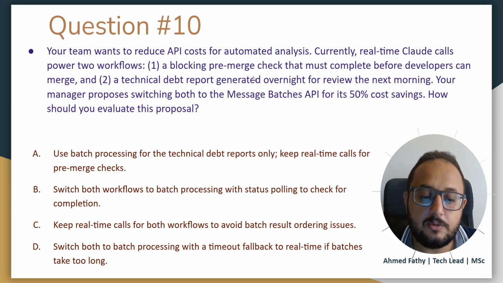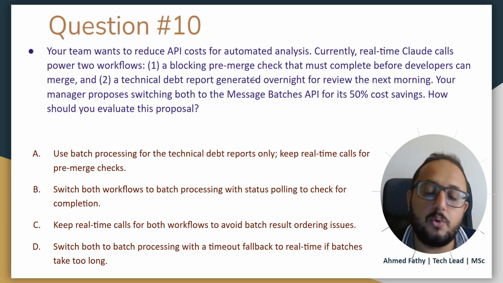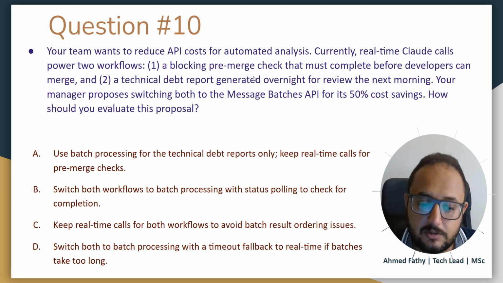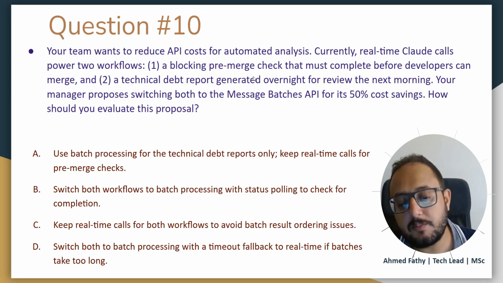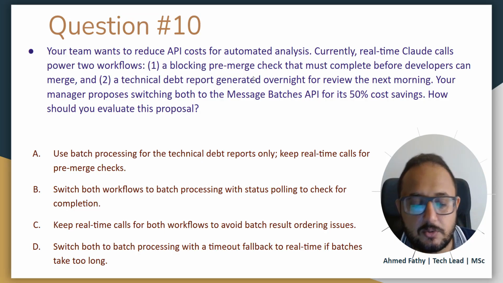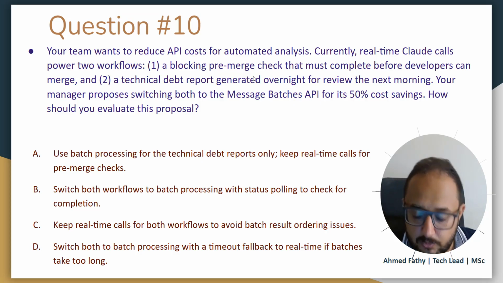Option A. Use batch processing for the technical debt reports only. Keep real-time calls for pre-merge checks. B. Switch both workflows to batch processing with status polling to check for completion. C. Keep real-time calls for both workflows to avoid batch result ordering issues. And D. Switch both to batch processing with a timeout fallback to real-time if batches take too long.